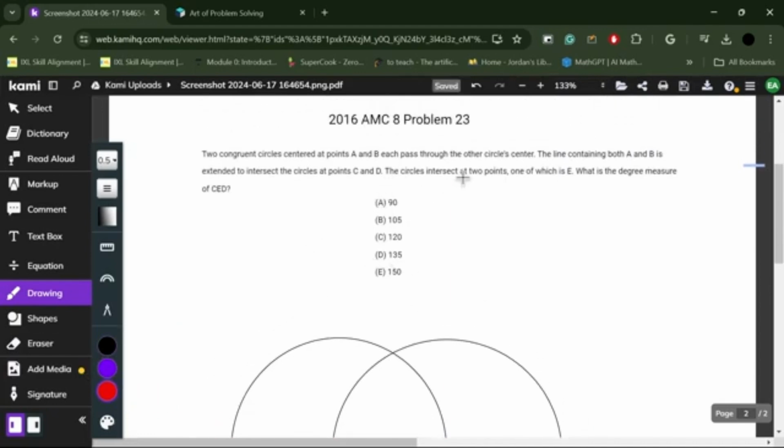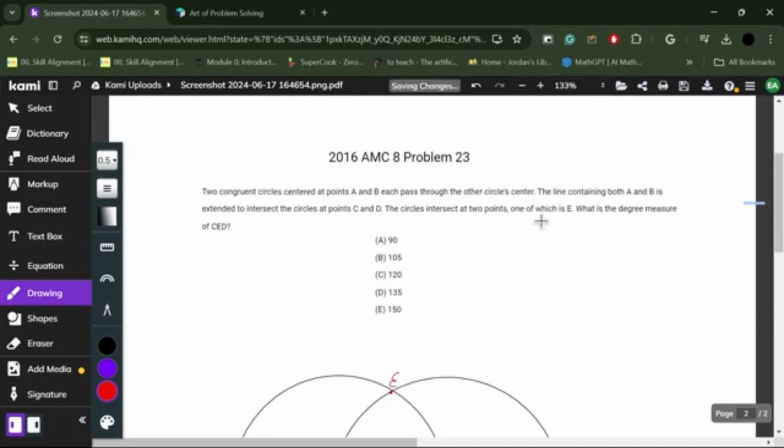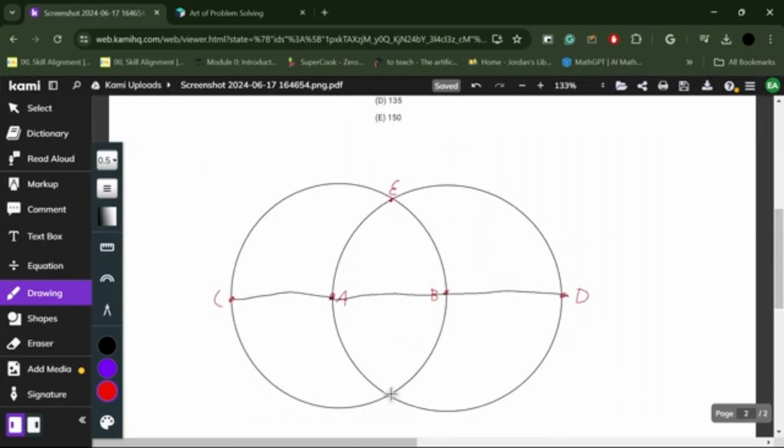Last thing to label, it says the circles intersect at 2 points, one of which is E. So let's look where they intersect. This is a point of intersection because both circles are touching each other at this point. So this can be E, and it says one of which is E. But really, it doesn't matter which one we choose. So I'm just going to label this one as E as well. Okay, let's get on with the problem.